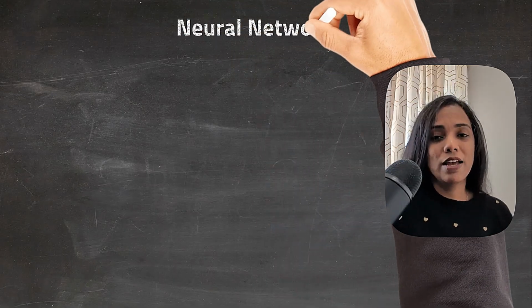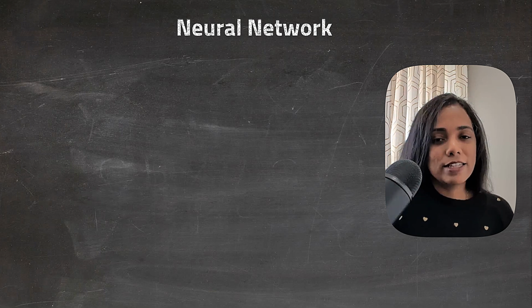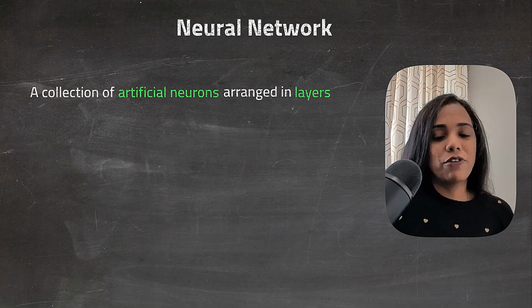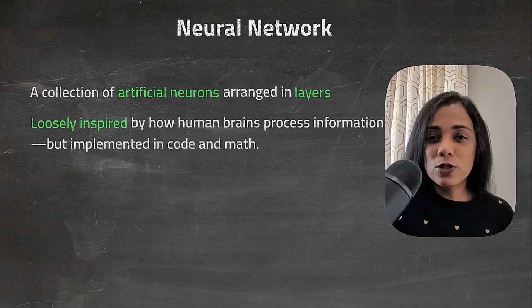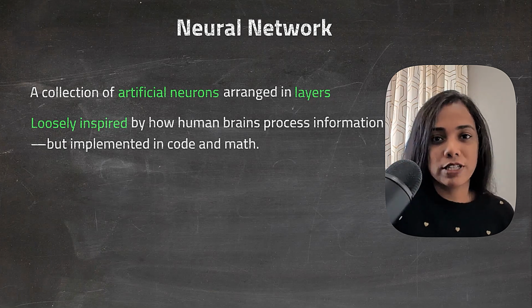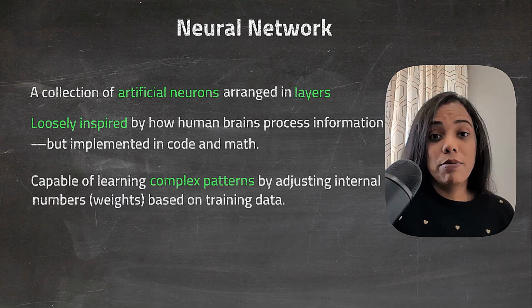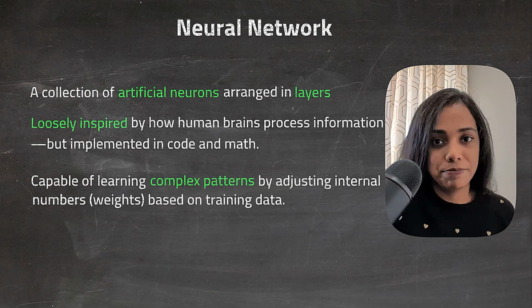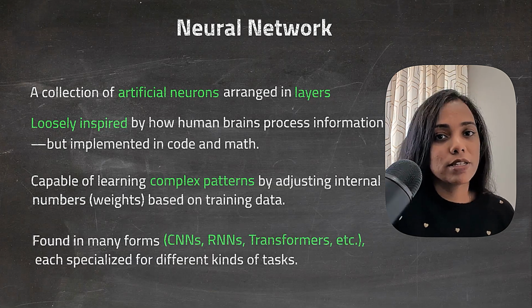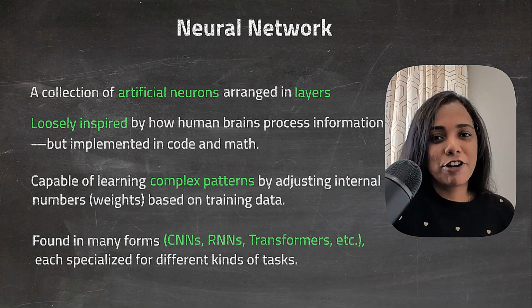So to sum it up, a neural network is essentially a bunch of artificial neurons that are arranged in layers. It's loosely inspired by how human brains process information, but it's of course implemented in code and math, and they're capable of learning complex patterns by adjusting internal model weights or parameters based on the training data. They're found in many forms: CNNs, RNNs, transformers, etc. Each of these is specialized for a different type of task.